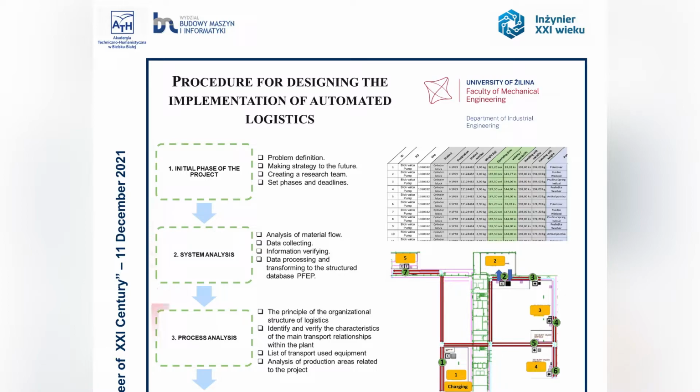The next step is to analyze the processes in the plant. This will help us to evaluate the principles of the organizational structure of logistics and in the future to fulfill our goal efficiently and avoid conflicts with the rest of the transport relations within the plant. It is also equally important to investigate the areas in which automated logistics will be implemented and which of course are directly related to the solution of the project.